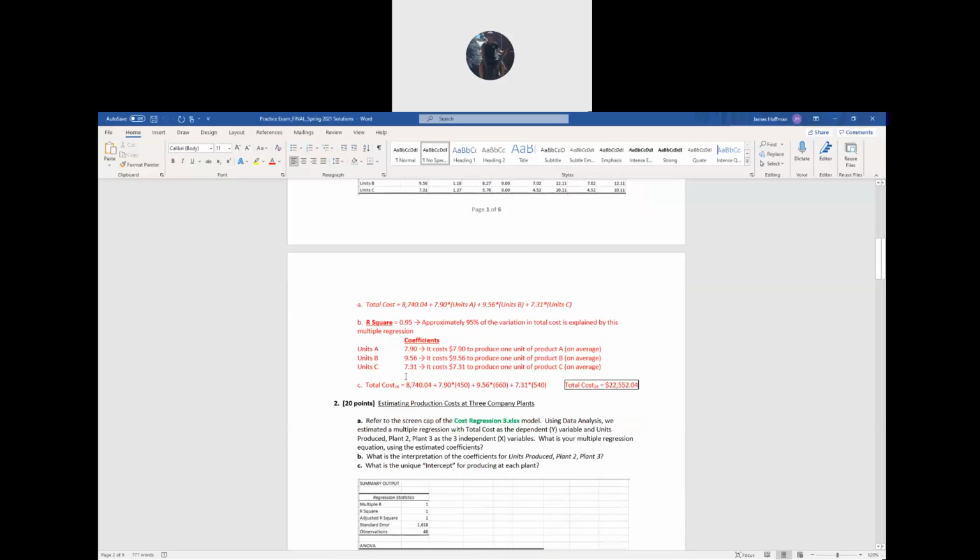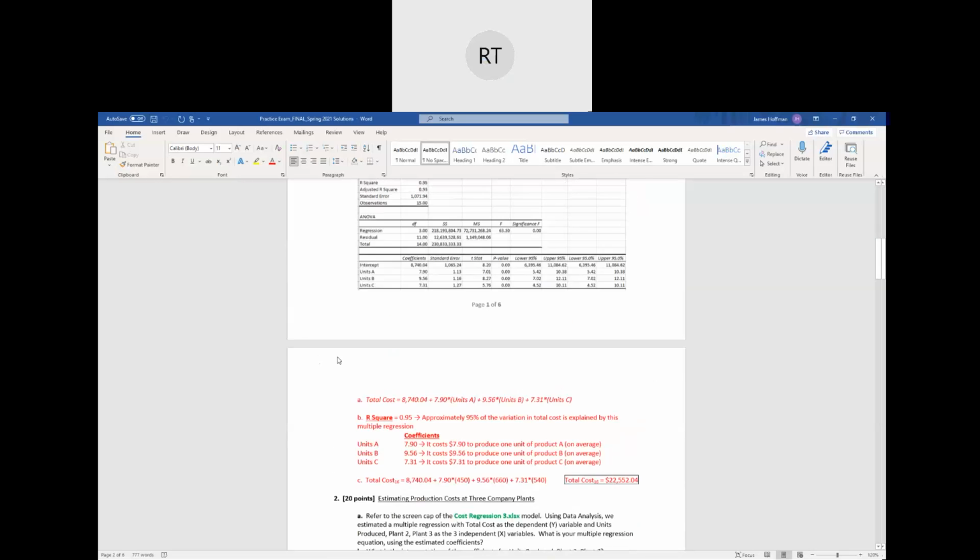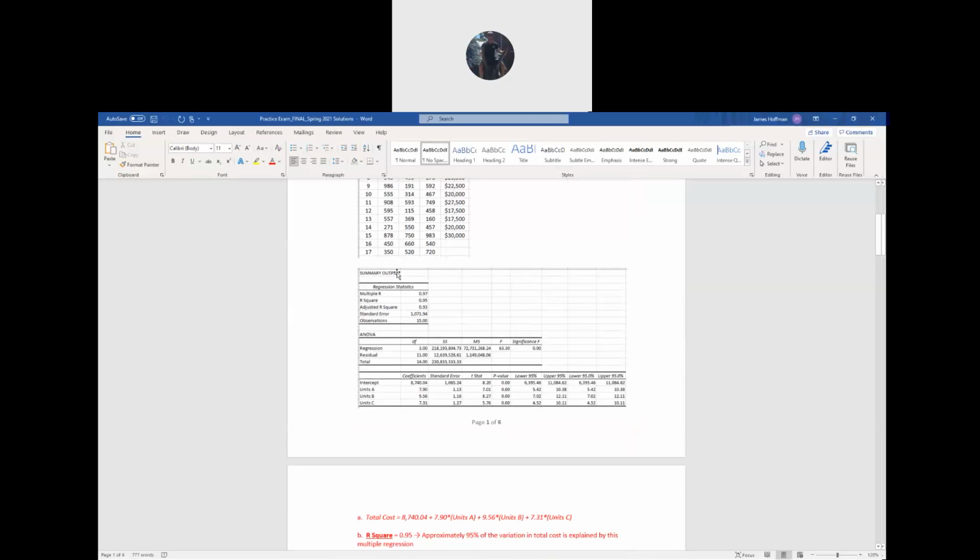Professor, how do you get the 0.95 for R square? Oh, that was just given. So if you look at the summary output, remember in class we did the Excel data analysis and it gave us the summary output in that separate tab. So this is a screen cap of that summary output. See how it's just right there? 0.95, it should be given in the screen cap. Oh, okay, thank you. Yeah.